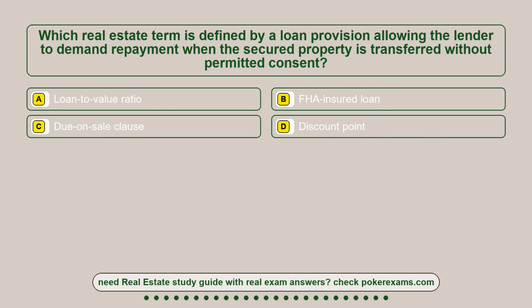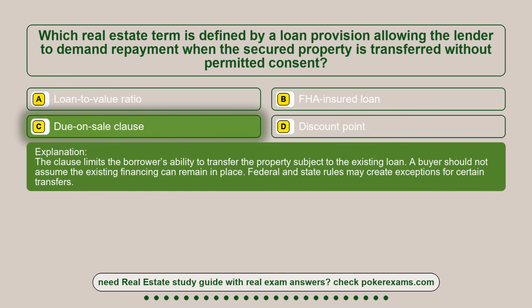Question 14. Which real estate term is defined by a loan provision allowing the lender to demand repayment when the secured property is transferred without permitted consent? Option A, loan-to-value ratio. Option B, FHA-insured loan. Option C, a due-on-sale clause. Option D, discount point. The correct answer is option C, due-on-sale clause.